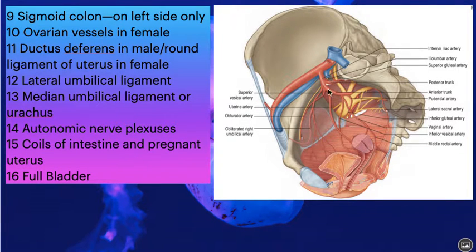Right? The sigmoid colon on the left side only, ovarian vessels in females, the ductus deferens in males or the round ligament of the uterus in females, the lateral umbilical ligament, the median umbilical ligament or the urachus, the autonomic nerve plexus, coils of intestine, and the pregnant uterus and a full bladder. Right?